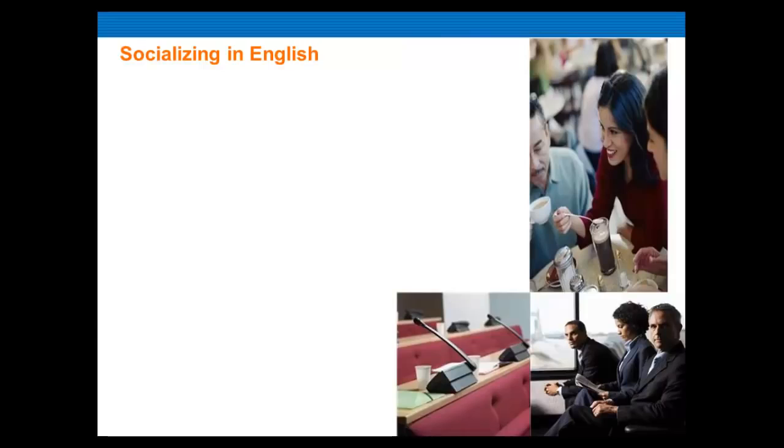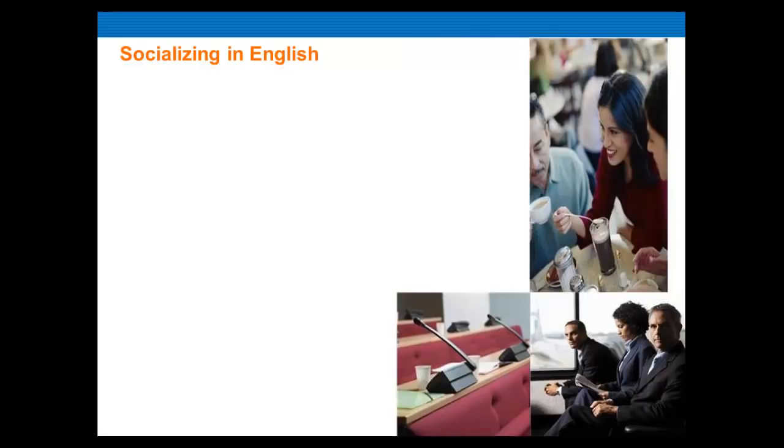Socializing in English, making contacts, is a very important skill because you often need to socialize in English before a meeting or after a meeting, maybe before dinner or a lunch with colleagues or business associates, or maybe to greet some visitors who are coming to your country or to your company.